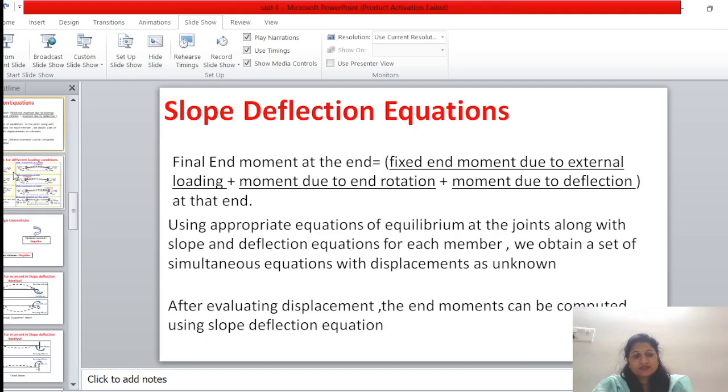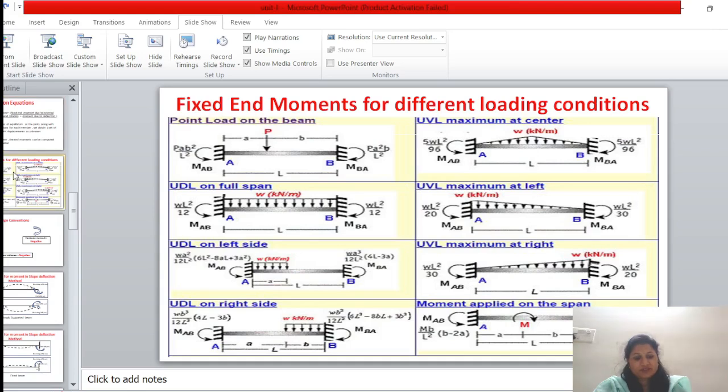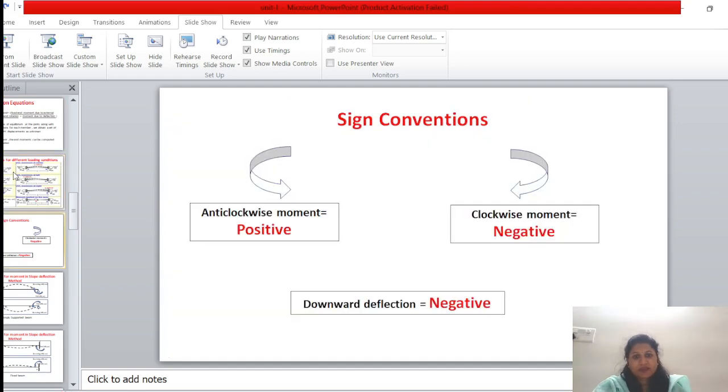Today we will see how the slope deflection equation is developed. As we know, the final end moment is equal to the fixed end moment due to the external loading, plus the moment due to the end rotation, plus the moment due to the deflection at the end, which is nothing but the final end moment. The application of the slope deflection equation is to calculate the final end moment, and we will see that here.